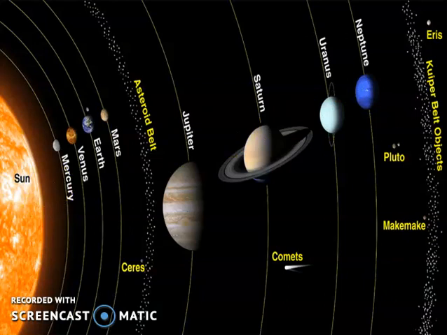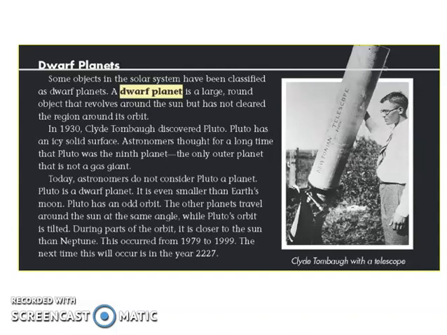And then they classify dwarf planets as a different kind of planet because they are far from the sun. At the same time, they orbit in a different pattern. Another one is their surface is ice, like Pluto. Today, astronomers do not consider Pluto as a planet. Pluto is a dwarf planet. It is even smaller than Earth's moon.